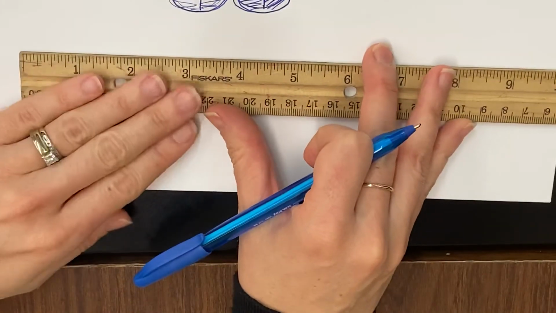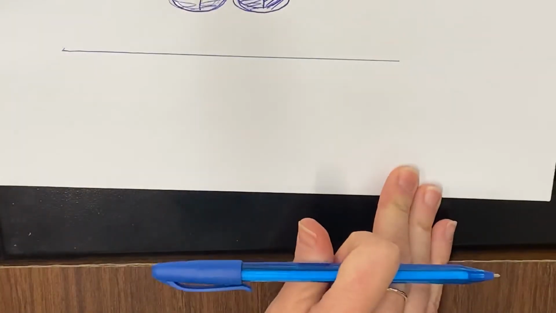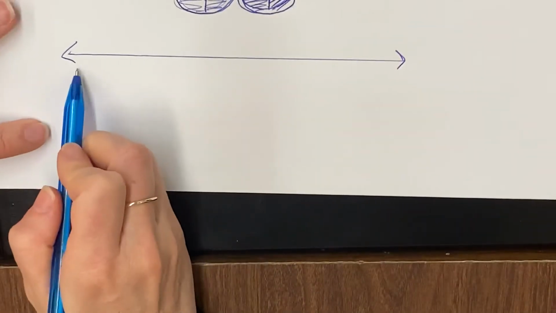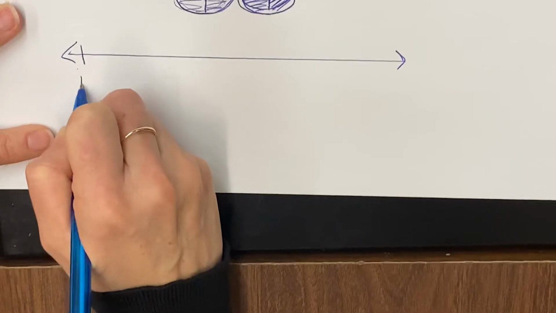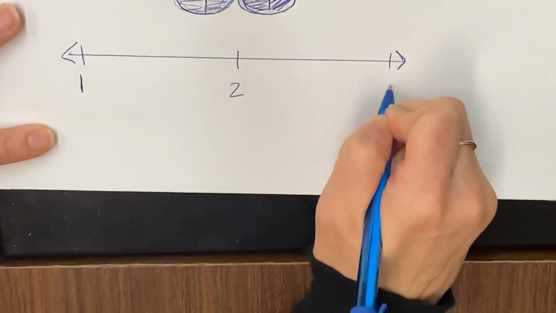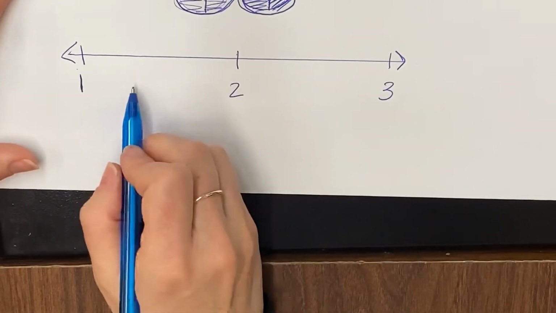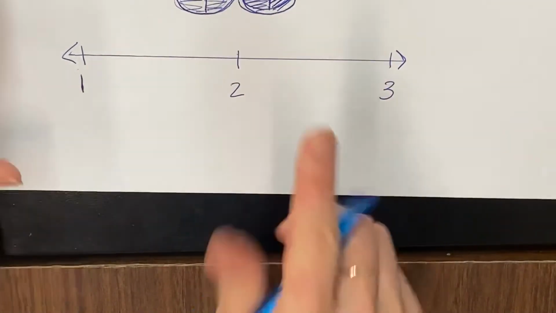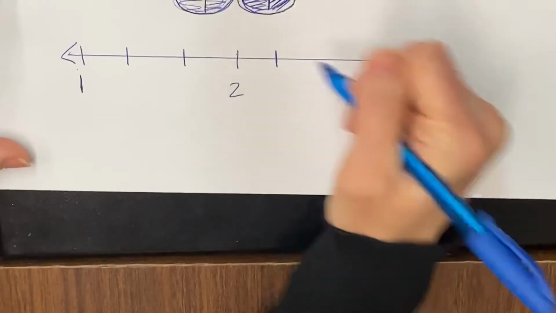Using the ruler just to make a straight line. Okay, this time I'm not going to start with 0. I'm going to start with 1. And we're going to do the same thing. 1, 2, 3. Repeat the same steps. Okay, this time I'm going to put only 2 marks in between. So put a mark here and here, here and here.